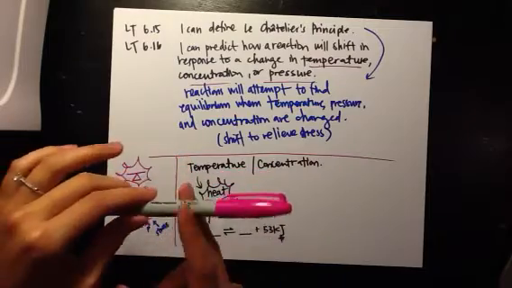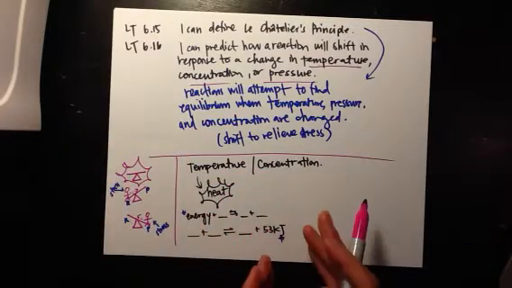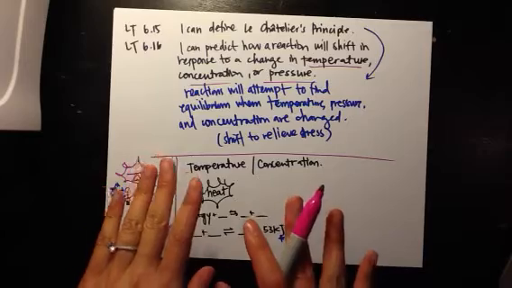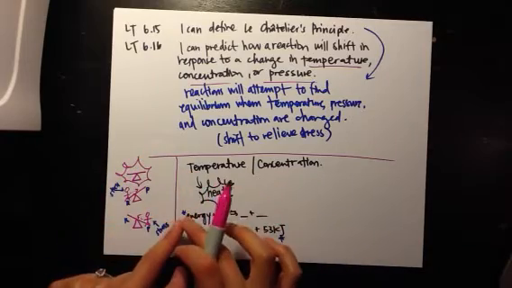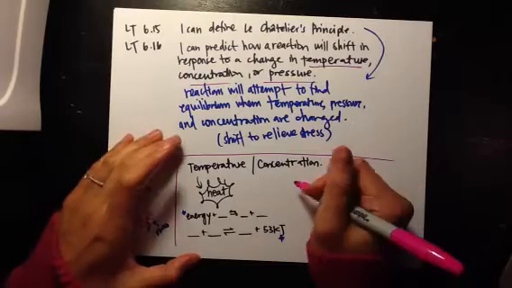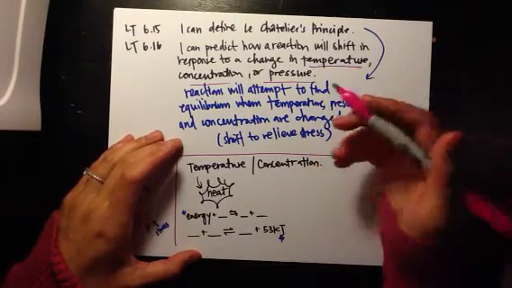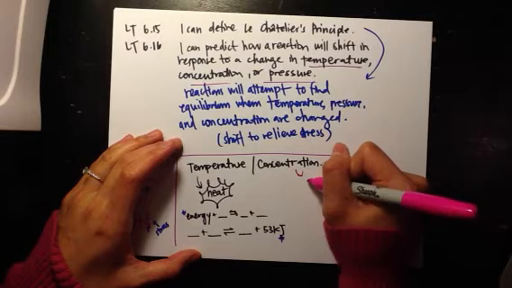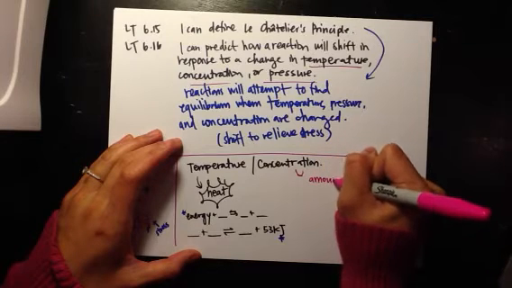The idea behind this is you want to create more heat on this side to bring the temperature back to normal. You want to create more energy on this side to bring the temperature back to normal. Okay. As I just said, concentration works the same way. The word concentration means amount.